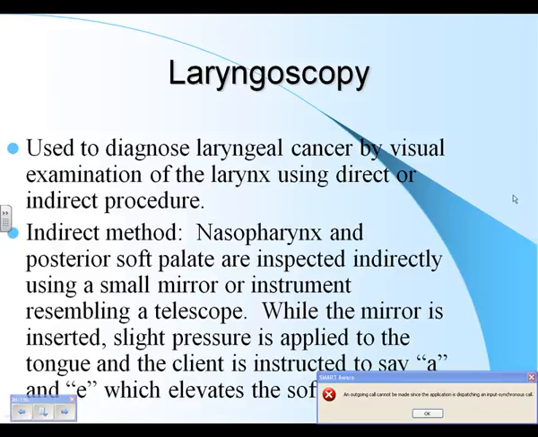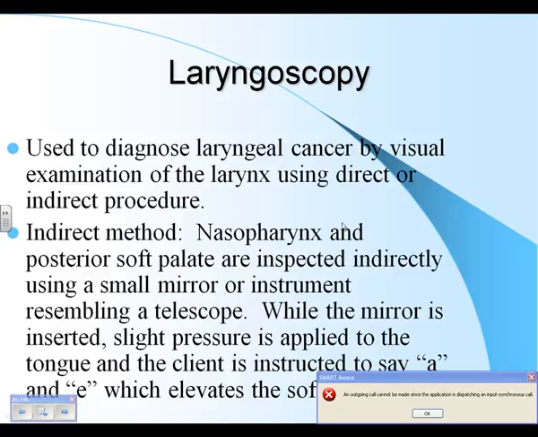Okay, your laryngoscope is used to identify any laryngeal cancer, and it's done by direct visualization of the larynx, where you're using the laryngoscope to open up the back of the throat down to the vocal cords, and you're actually looking to see if there are any lesions there. The indirect method, you can do by using a small mirror to look down into the vocal cords.